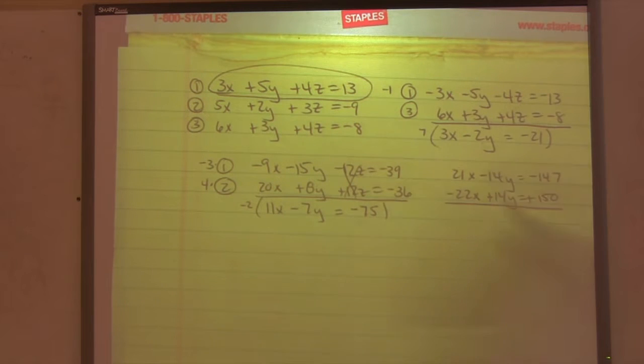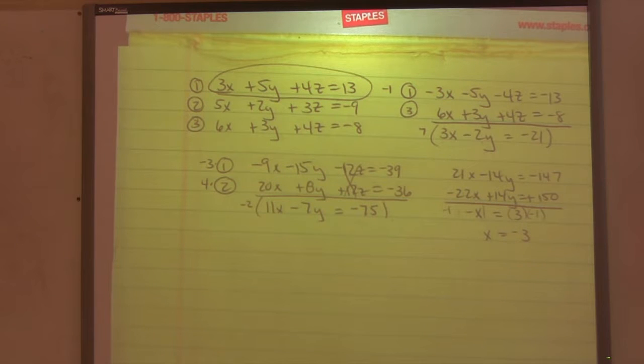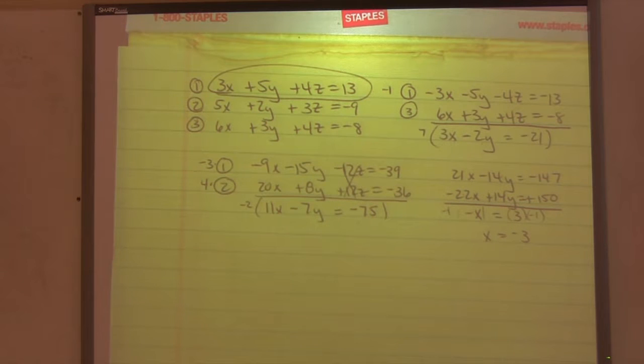And so now I add those together, so I get negative x equals a positive 3. And so now I just multiply both sides by a negative 1 to solve for x. And we get x equals a negative 3. So I found one variable, x equals negative 3. So now I'm going to take that x equals negative 3, and I'm going to plug it back into one of these two equations. Doesn't make any difference which one.